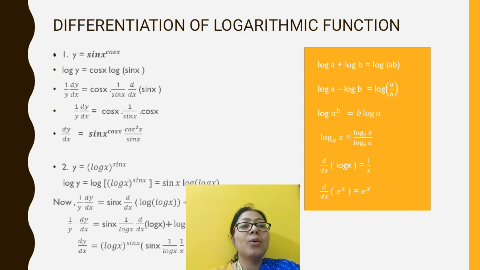Plus there should be one more term that is missing here: log sin x times the derivative of cos x, which is minus sin x. So the second term should be there, which is missing here. So we have cos x by sin x into the derivative of sin x, which is cos x, plus the second term, log sin x into minus sin x. Next step, y we have to multiply on the right hand side. There is a mistake here, so just check it.